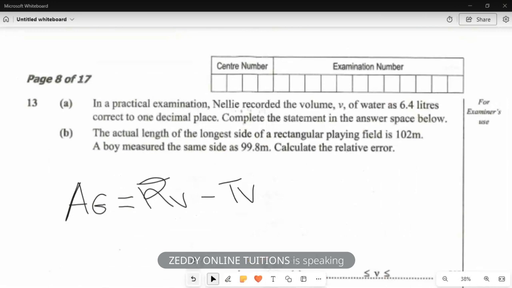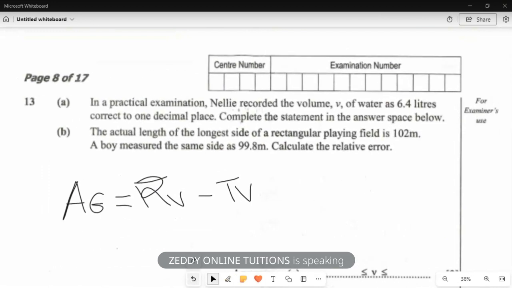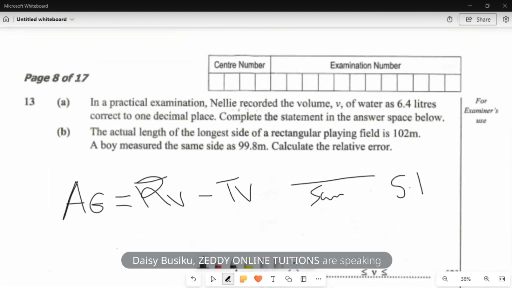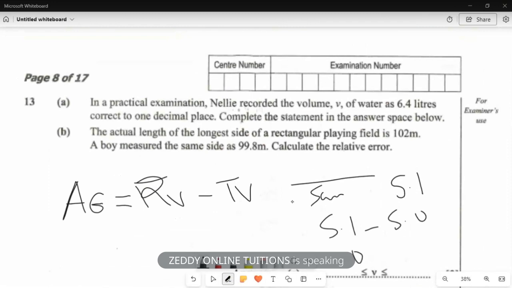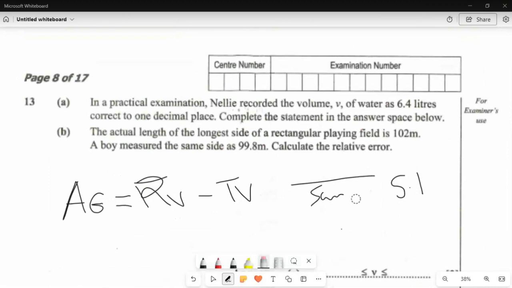Sometimes you may be told to measure the length of something. If the true length is 5 centimeters, and you measure 5.1, we say 5.1 minus 5.0, which gives us 0.1 as our absolute error. So the absolute error is the error you made, the total error. You get the point? You understand?